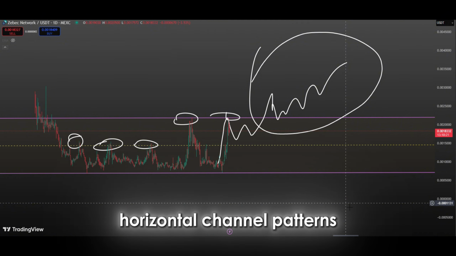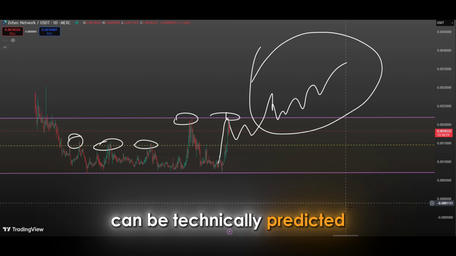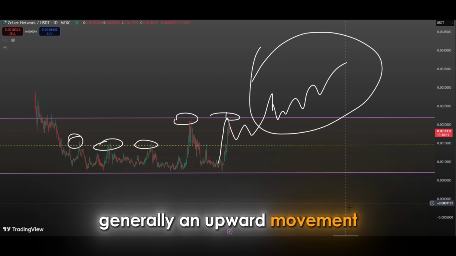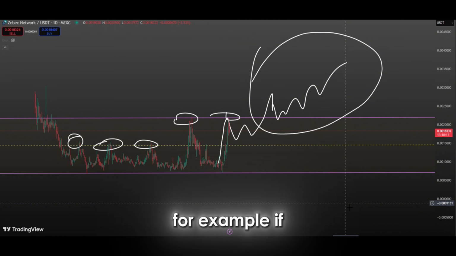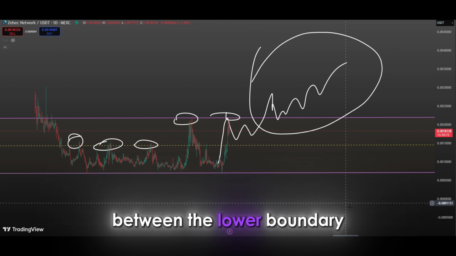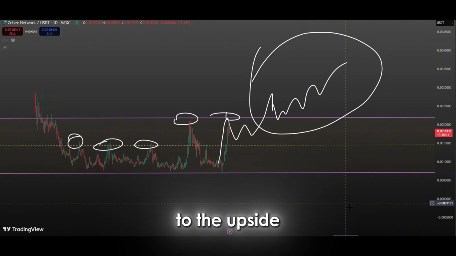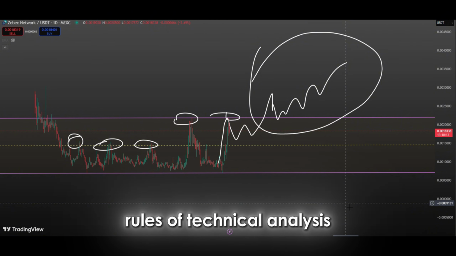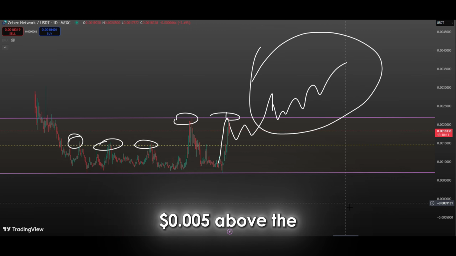Also, in such horizontal channel patterns, bullish targets that may occur after the breakout can be technically predicted. Generally, an upward movement up to the height of the channel is expected. For example, if there is a distance of $0.005 between the lower boundary and the upper boundary of this channel, and the price breaks this level to the upside, according to the rules of technical analysis, the target price can move to a new target zone by moving about $0.005 above the resistance point, which is the breakout level.